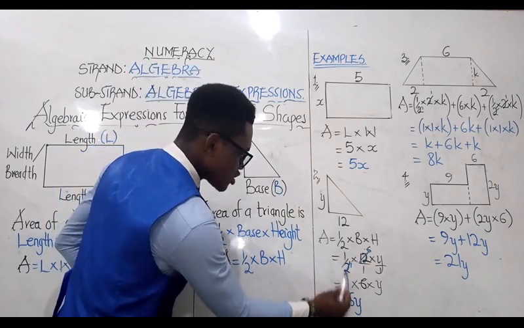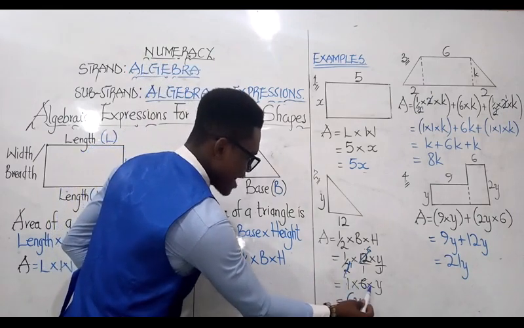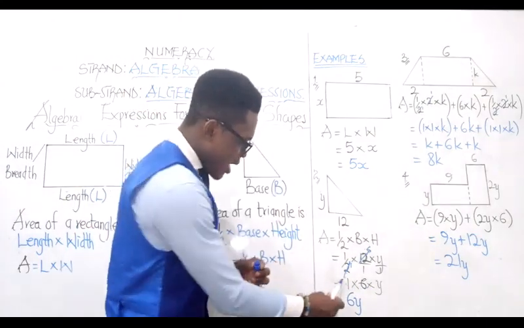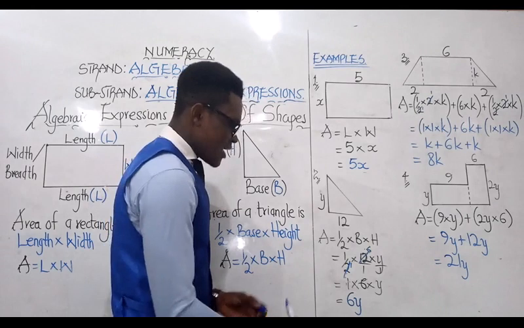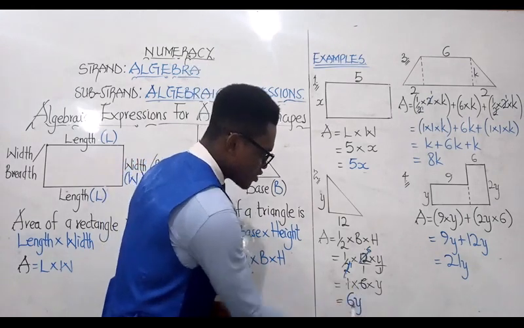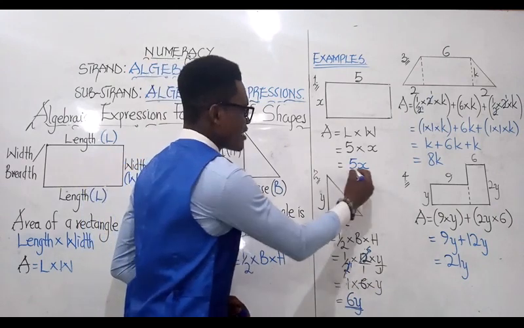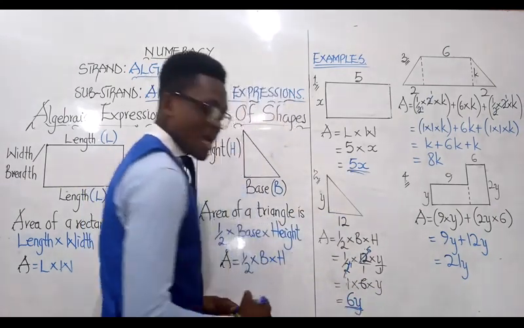So it becomes 1 times 6 times y. And 1 times 6 is 6. And then 6 times y will give us 6y. Okay? 6 times y will give us 6y. I believe you are clear with it.